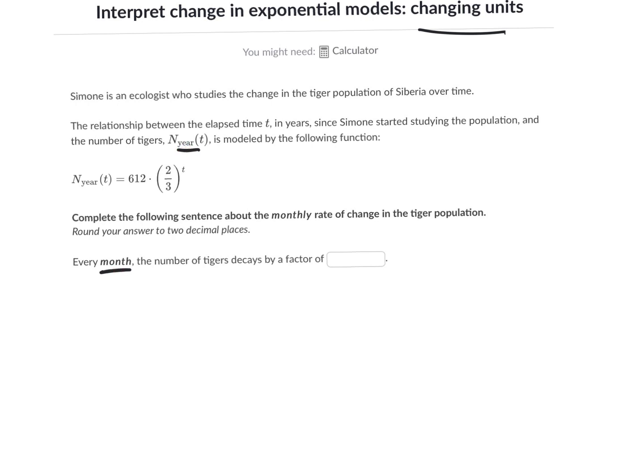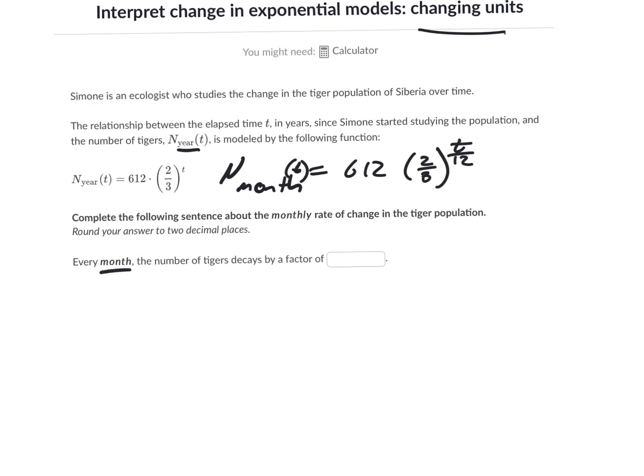So if I wanted to write this equation in terms of months, where t is months, it would look like 612 times 2/3 to the t. Everything's the same, but the only thing is I take my t and I divide by however many months are in a year. It's 12. Boom.